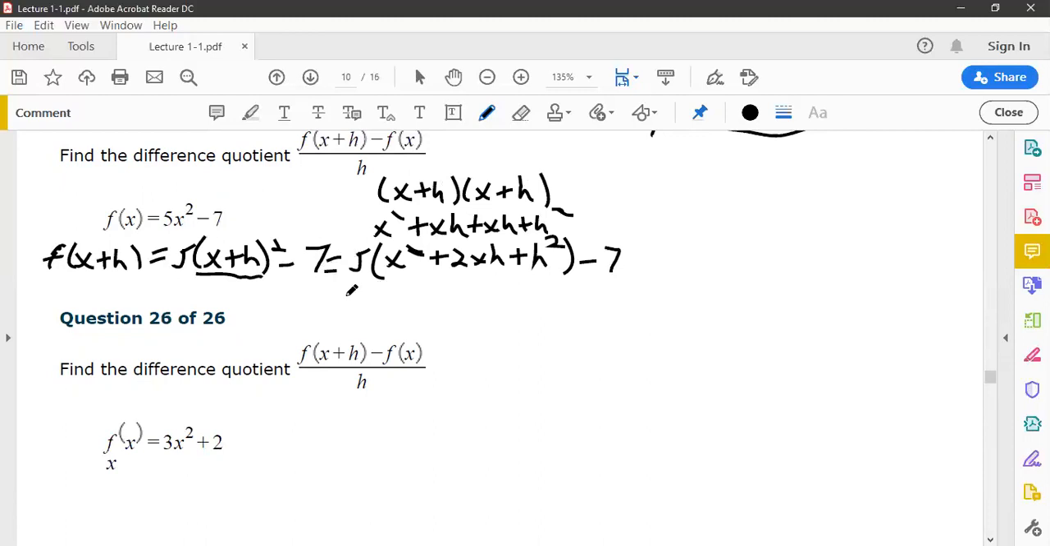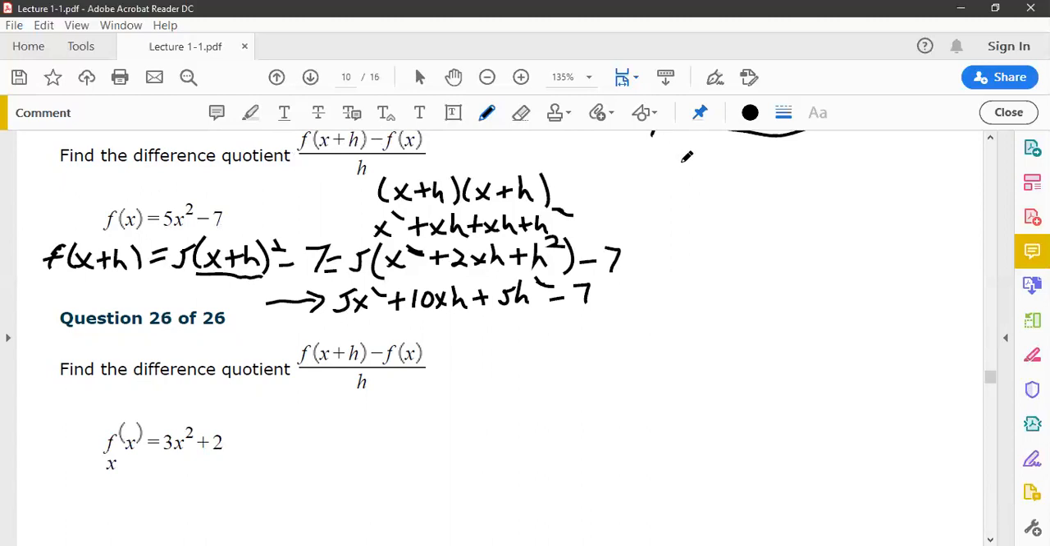So that becomes 5x squared plus 10xh plus 5h squared minus 7. Remember, the 7 is not inside the parentheses, so we don't distribute the 5 times that. Okay, so our last step, we take our answer, and it replaces the f of x plus h, minus the given problem, the f of x, over h.